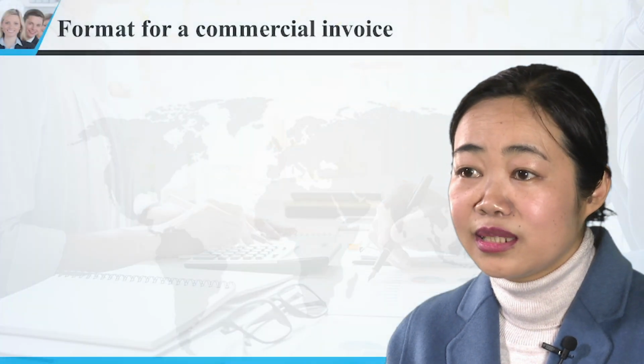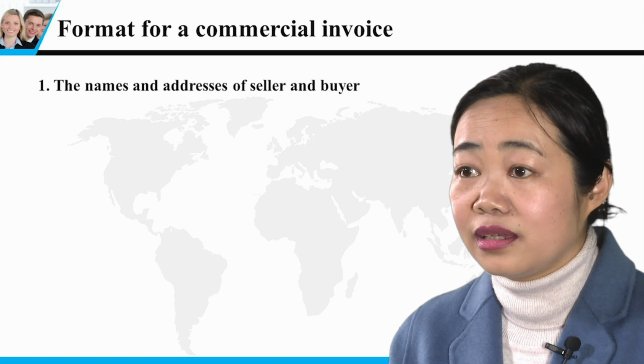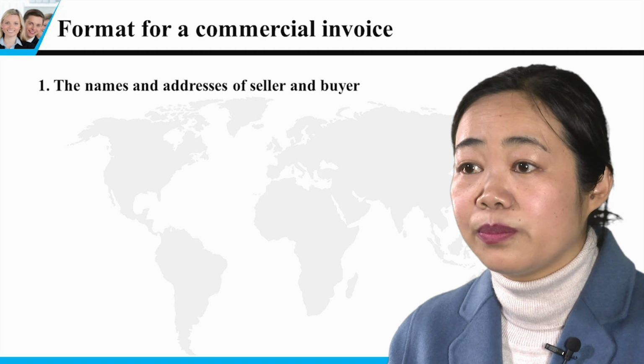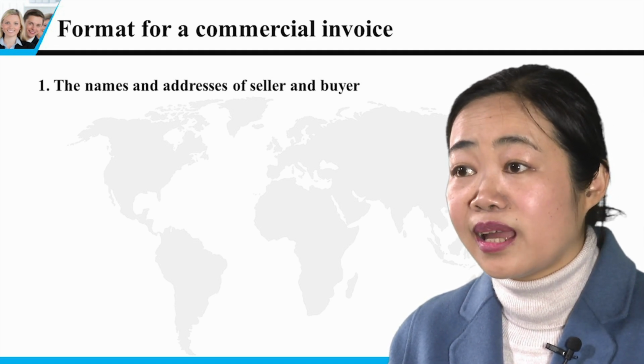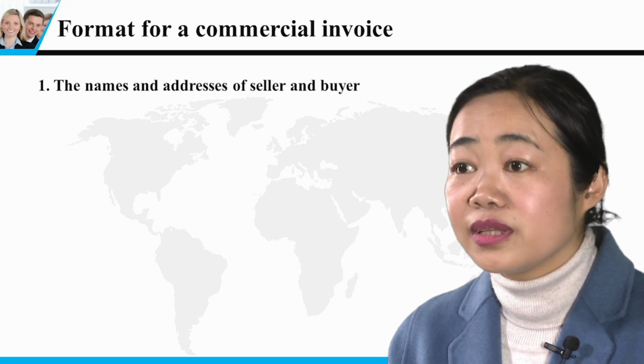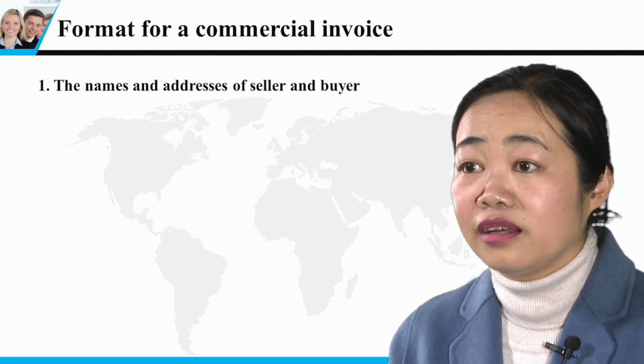In general, there is no standard form for a commercial invoice, although they tend to contain many of the following features. Let's look at number 1. The names and addresses of the seller and the buyer. The name and address of the buyer or the seller must be the same as they are stated in the credit. It must appear to have been issued by the beneficiary of the credit.